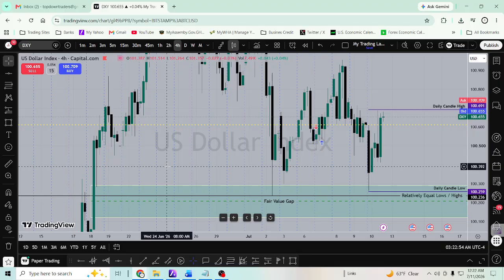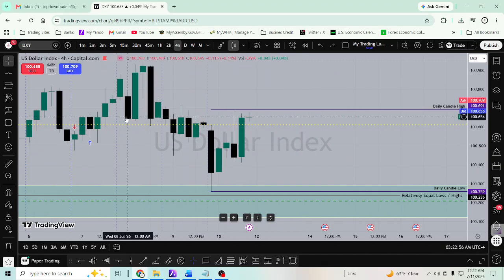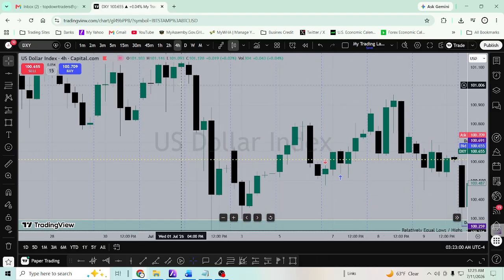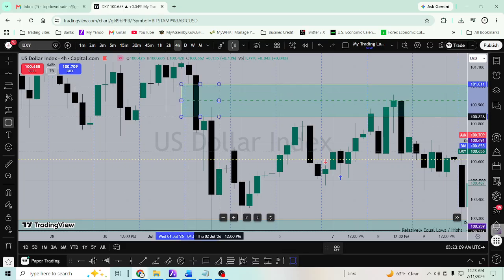When you start to learn how to read price, I want you to notice something, and this is very important. Here's another fair value gap. From this wick's low to this wick's high, that is a fair value gap. What that means is price moved too quickly, and it didn't deliver price.